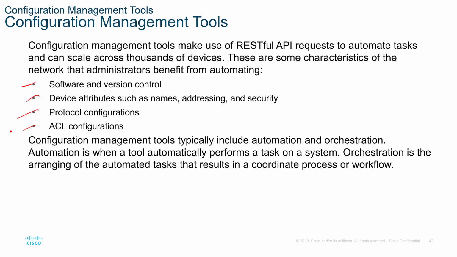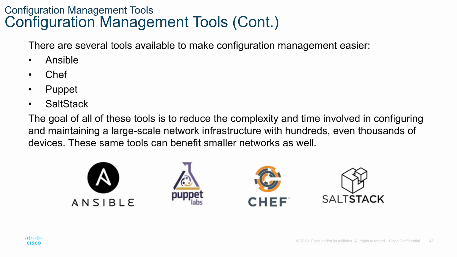The configuration manager tool will typically include automation and orchestration. Automation is where the tool automatically performs the tasks on the system. Orchestration is the arranging of the automated tasks that result in a coordinated process or workflow to better complete the task. Because the system doesn't really care about understanding it, it's more about completion.